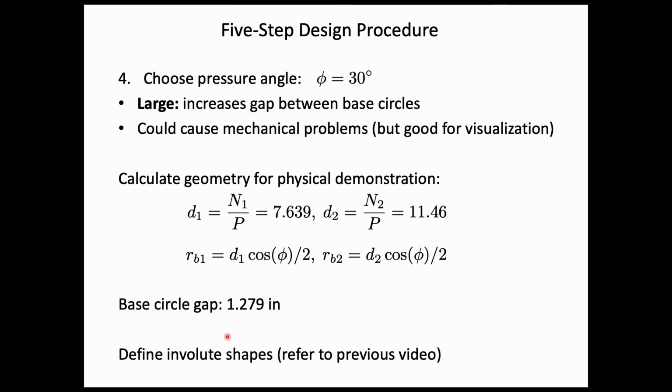After that, we need to define the involute shapes, and in the previous video, there's the demonstration you can see of how we can, at least very roughly, very approximately, generate the involute shapes by actually unwrapping a string from the base circle. Of course, we would need to do this in a much more precise way if we're going to actually design a gear for production.